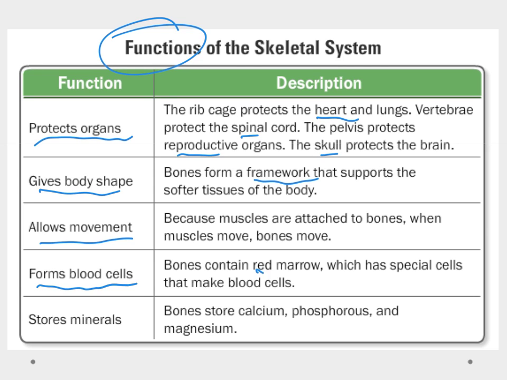It's also where we form blood cells. Bones contain the red marrow, and in the red marrow, there are special cells that make blood cells. So our red blood cells are actually made in the bones.